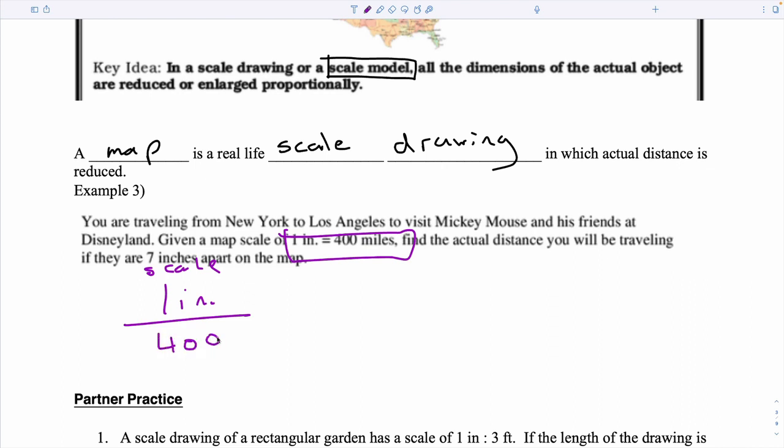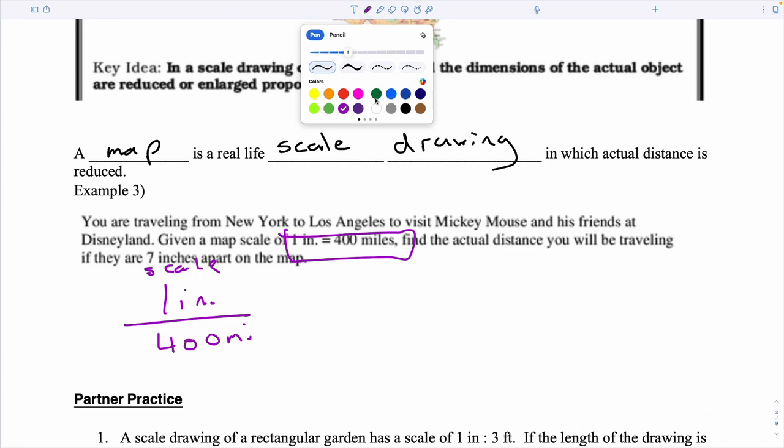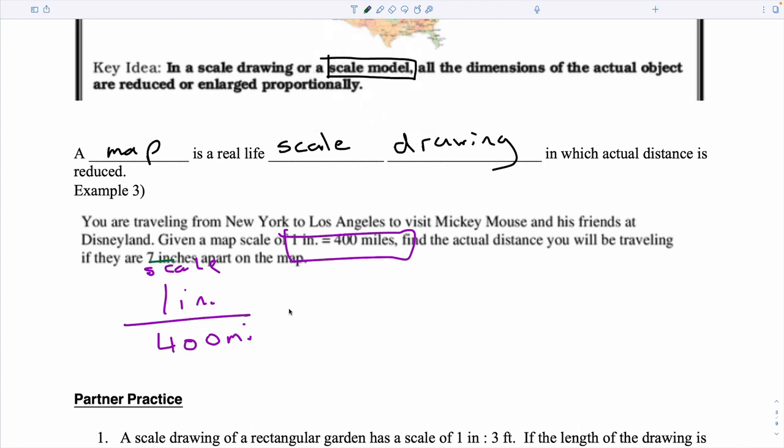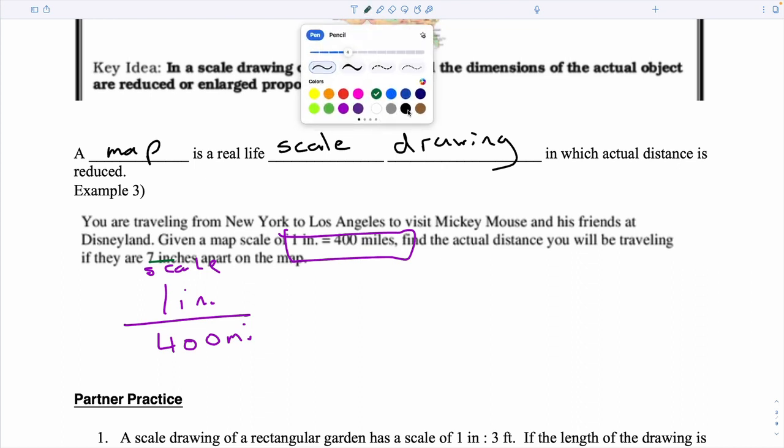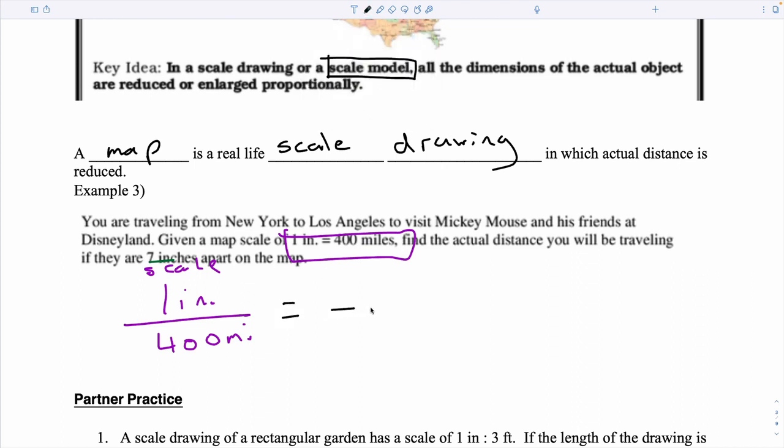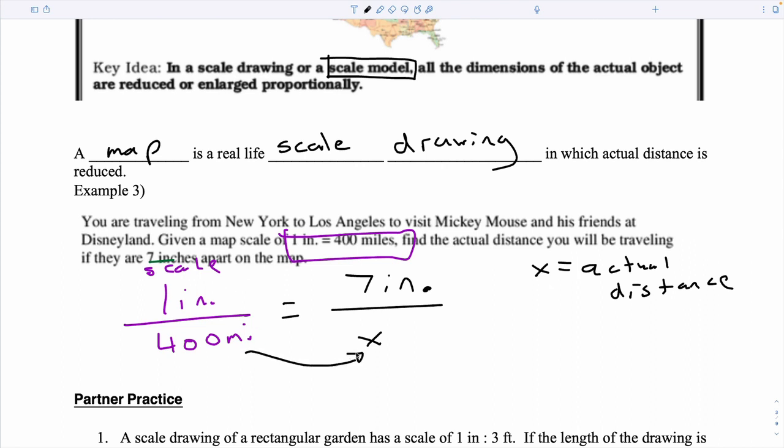Cool. Okay. And what information do they give us? They give us 7 inches apart. Do I put 7 inches on the top or the bottom, Oshu? Yeah, just to match the unit on the top. So that means X is what I'm looking for. I'm looking for the actual distance. My answer should be the one on the bottom. Draw your arrow and point to the X, because that's the way I'm going. Draw your arrow and point to the 7.